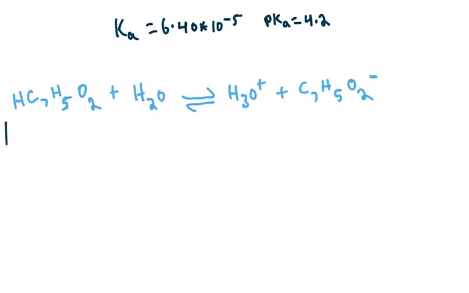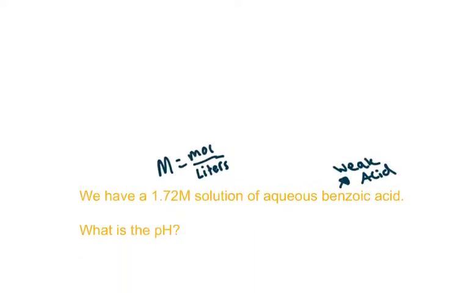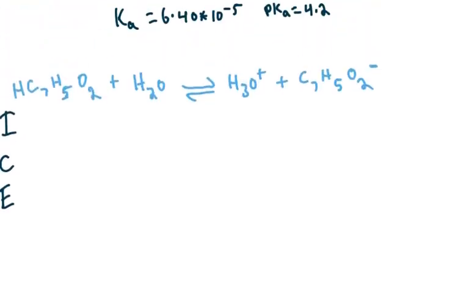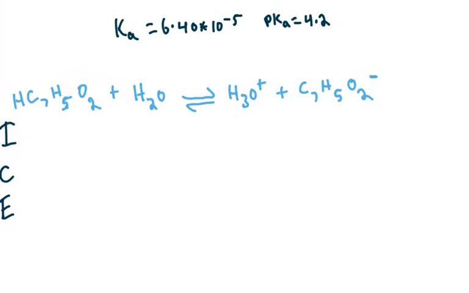So let's put our ice table down: initial, change, and equilibrium. We said this was a weak acid, and in the problem we said we started with a 1.72 molar solution. So we write down that we start off with 1.72 molar. Water doesn't matter because its concentration doesn't change, and it won't affect our calculation of pH. So we can cross that out.